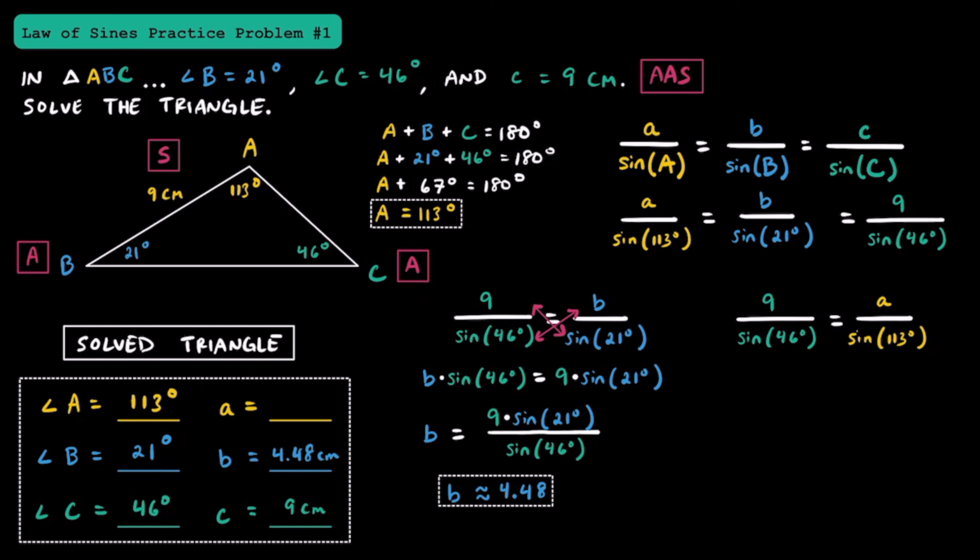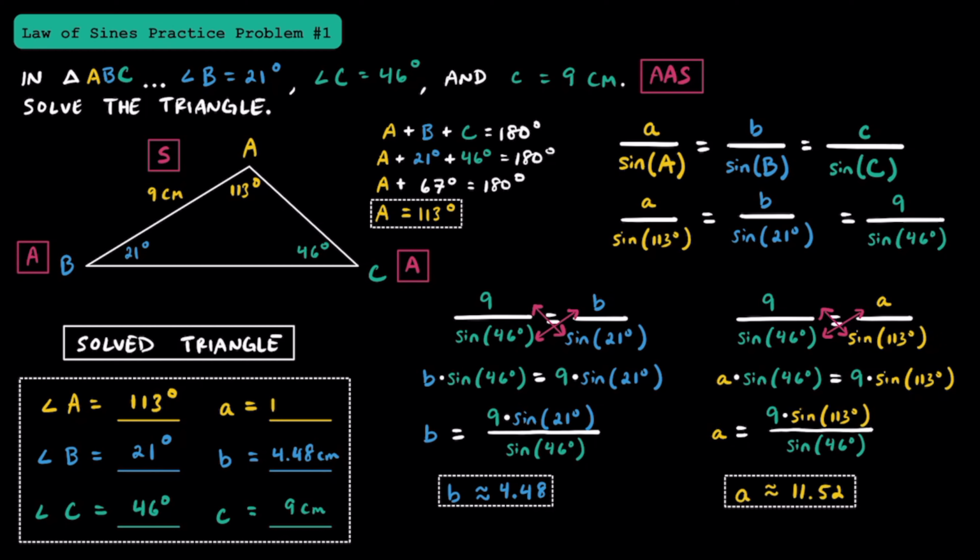And for the proportion on the right, we can also cross multiply and we'll get a times sine of 46 degrees is equal to 9 times sine of 113 degrees. Dividing both sides by sine of 46 degrees, we can say that a is equal to 9 times sine of 113 degrees over sine of 46 degrees. And plugging this into a calculator, we get that a is approximately equal to 11.52. And I'm going to write that right over here. And now we've solved this triangle.